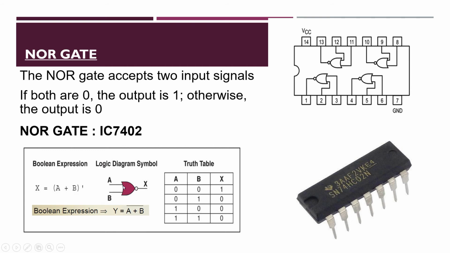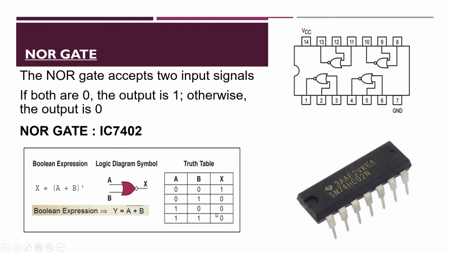And we know that in case of the OR gate the Boolean expression was A plus B. Now in case of the NOR gate it is NOT plus OR, so A plus B the whole bar is going to be the Boolean expression, and the truth table will be A plus B the whole bar. So 0 plus 0 is 0, the inversion of 0 is going to be 1. 0 plus 1 is 1, the inversion is 0. 1 plus 0 is 1, the inversion is 0. 1 plus 1 is 1, the inversion is 0.